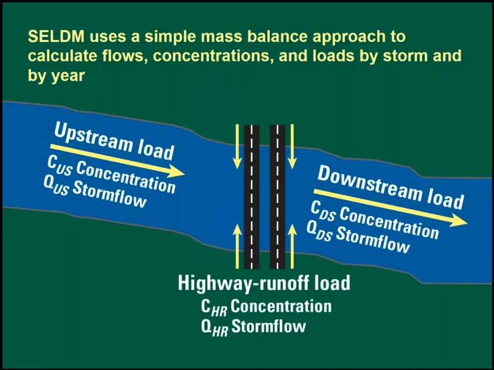Now the highway runoff load can also be modified by using BMPs in the same run. You add the upstream load to the highway runoff or BMP discharge load, and you get the downstream load. You add the storm flow from upstream to the highway or BMP discharge storm flow, and you get the downstream storm flow. You divide the downstream load by the downstream storm flow for each event, and you get the downstream concentration. So you get these populations of concentrations and flows for all these events, and you can gauge the risk of an adverse effect from runoff.